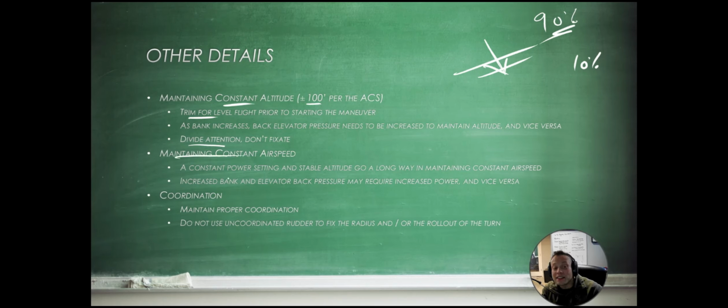You want to maintain constant airspeed. A constant power setting and stable altitude go a long way in maintaining constant airspeed. So again, select a good power setting, pitch, power, and trim so that you don't have to be messing with your power throughout the entire maneuver. Increased bank and elevator back pressure may require an increase in power and vice versa. Keep that in mind. As always, maintain proper coordination.